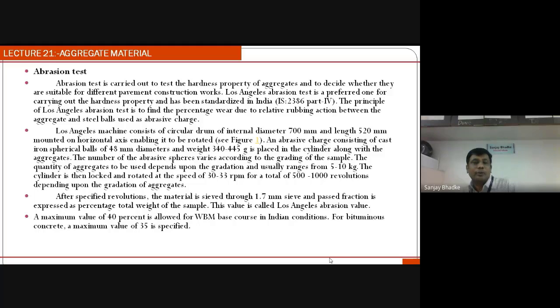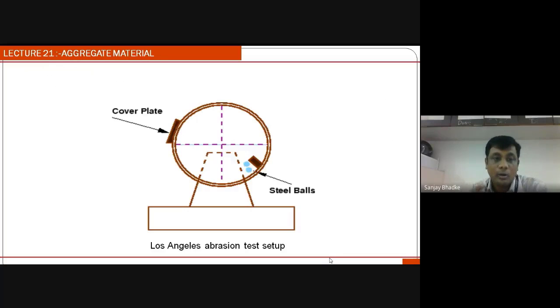Basically, when you are going for any type of construction, and if you want to construct a WBM road, in that case, we take this value as 40%, and for a bituminous road, we consider this value up to 35%. So the abrasion test plays a very important role in road construction.